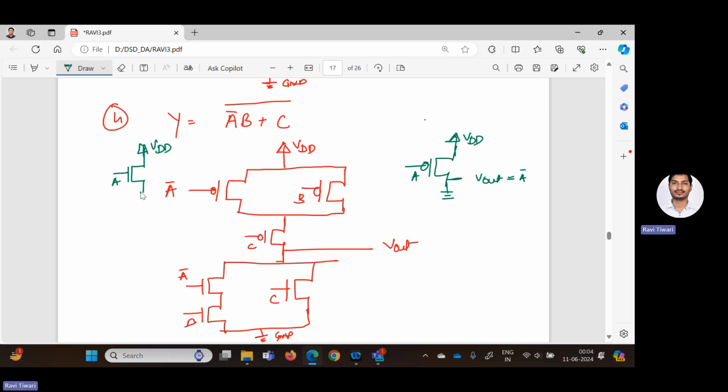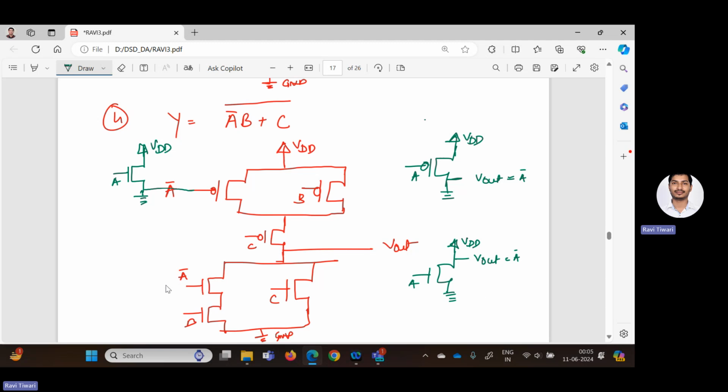At the bottom, I will get the V out, and V out is A bar actually. Similarly, to get the value of A bar by using NMOS, you have to connect it like this. This is A, for example. Then this V out is equal to A bar, and this is VDD, and this is the ground, right?